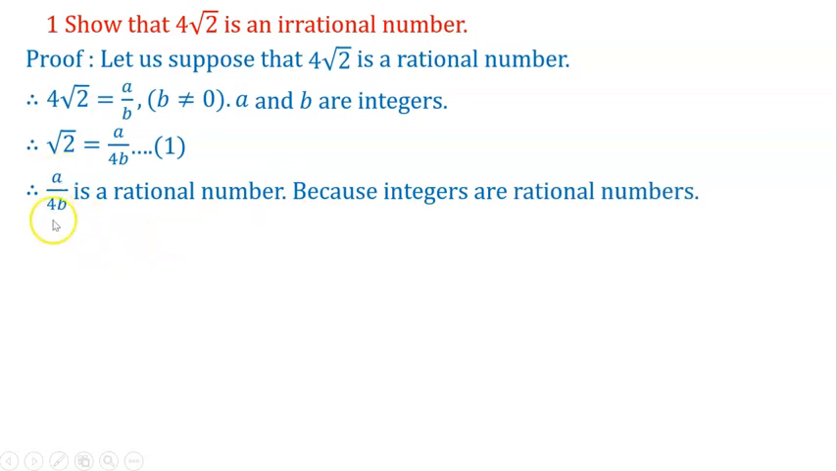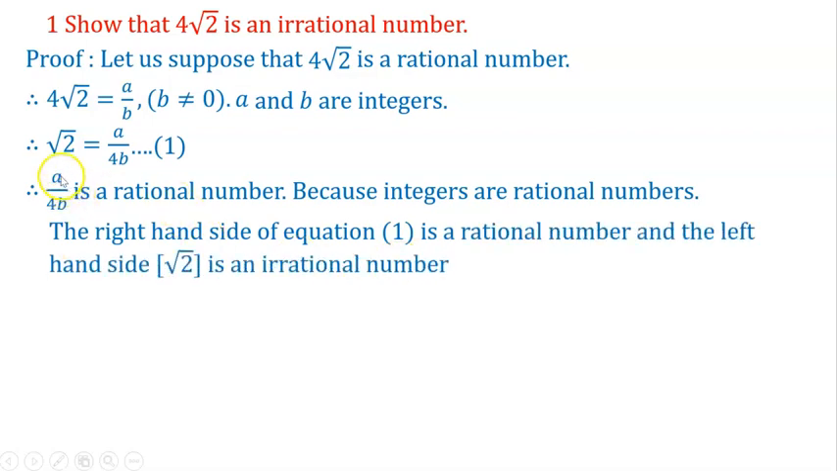Now here a upon 4b is a rational number because integers are rational numbers. This whole number is a rational number. The right hand side of the equation 1 is a rational number. And what about the left hand side? The left hand side, root 2, is an irrational number. This is not possible. A rational number is not equal to an irrational number. This is rational, this is irrational, and they are not equal.